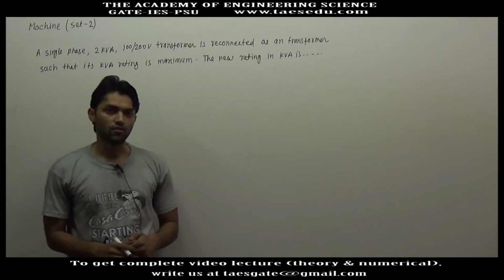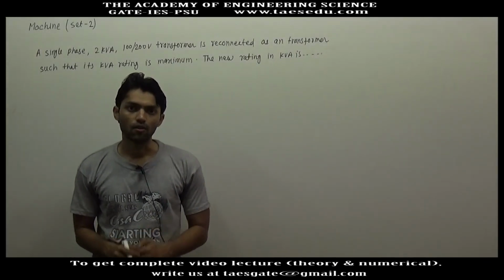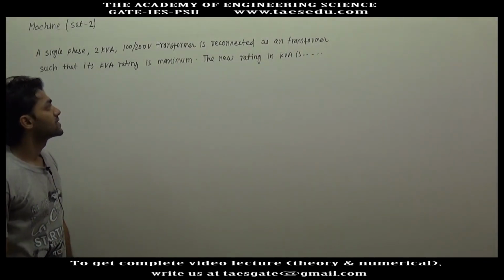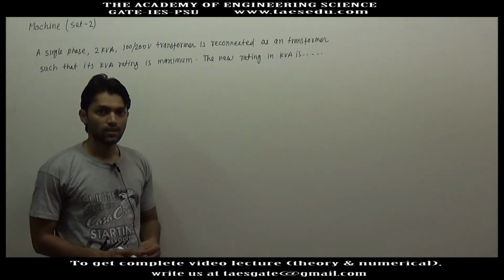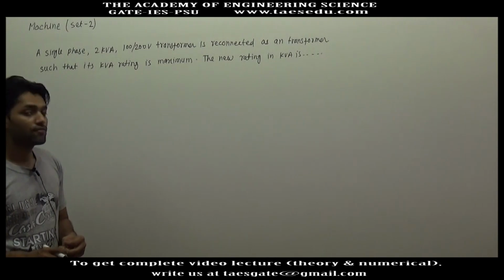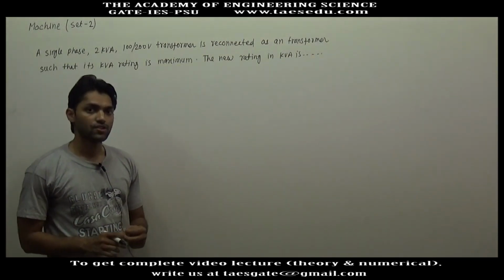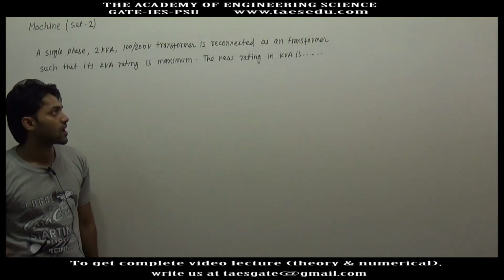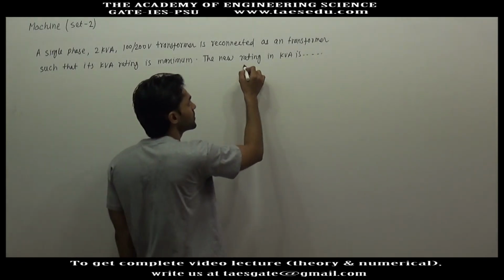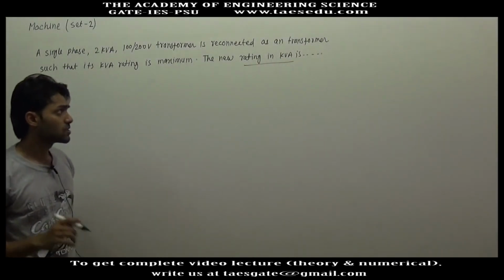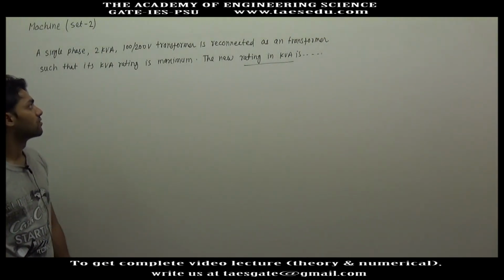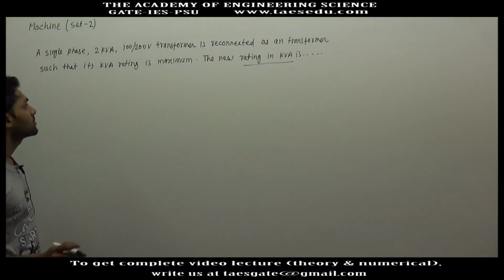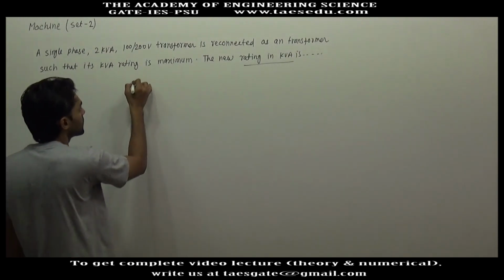A 100 by 200 volt two winding transformer is reconnected as an auto transformer such that its kVA rating is maximum. The connection has to be done in such a way that the kVA rating of the auto transformer should be maximum. So we have to find out that maximum kVA rating. A similar type of question was asked in SET1 also, and we have already solved that. So I will be quick here.